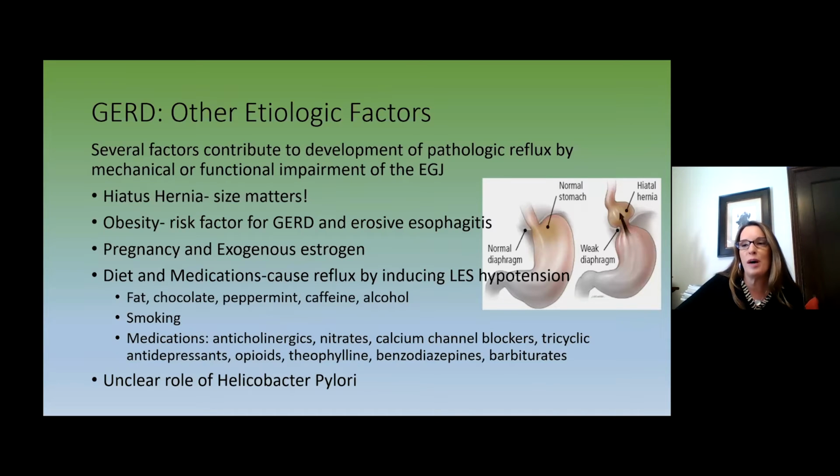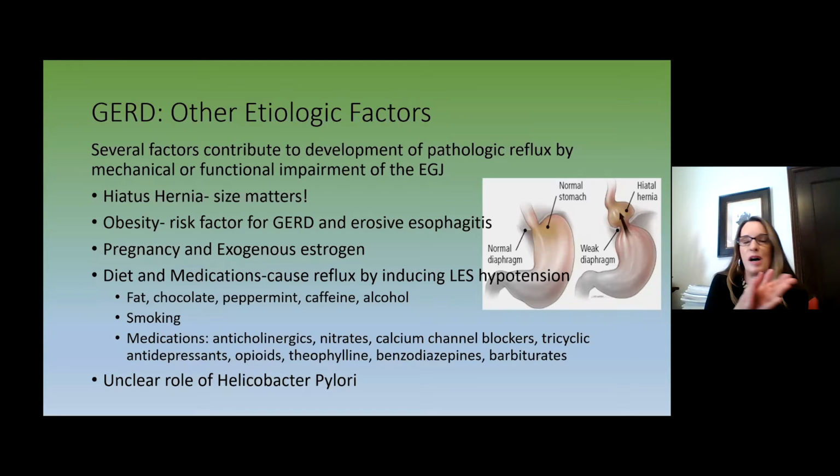So just a few more comments on other factors that contribute to reflux and impair the EGJ function. The hiatal hernia is the herniation of the intra-abdominal contents, including the upper portion of the stomach. And it basically pushes up into the chest through the opening in the diaphragm called the esophageal hiatus. And with a hiatal hernia, size matters. It's one case where the severity of reflux esophagitis is directly correlated with the size of the hernia.